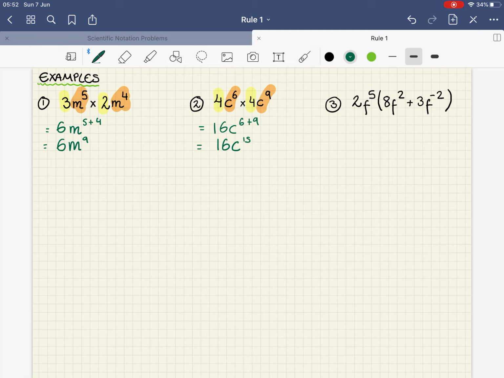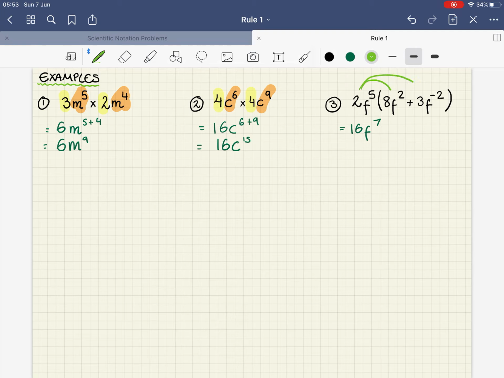And last one here, now this one, it is our bracket, and we just approach it like a normal expanding bracket. So firstly, multiplying the 2f to the power of 5 with the 8f to the power of 2. So I'm doing 2 times the 8, which is 16. Then I'm going to have f to the power of 5 times f to the power of 2. So adding those powers, I'm doing the 5 add the 2, which is just going to be 7.